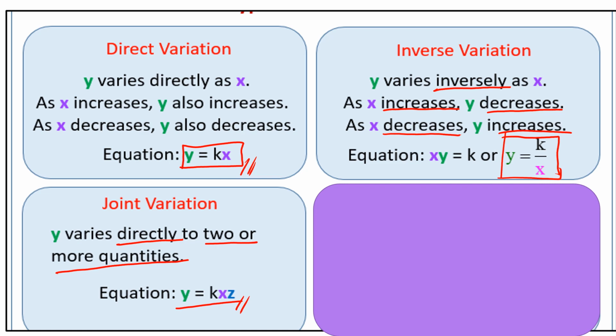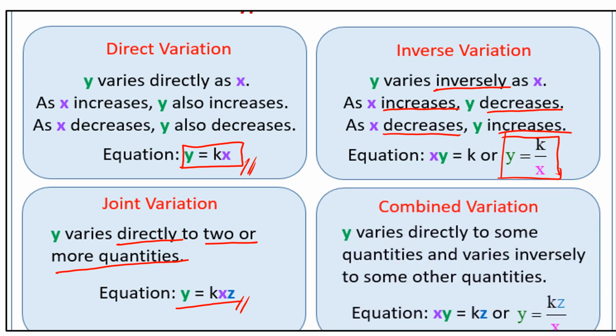Now, for your combined, that's why it's called combined. Dalawa po siya. Meron directly and inversely. So, y varies directly to some quantity and then inversely to another quantity. An example of that is y is equal to kz over x. This is an example of your combined variation. So, we have here your four kinds of variation. Tutukan muna natin si joint at si combined since tapos na tayo kay direct and inverse.